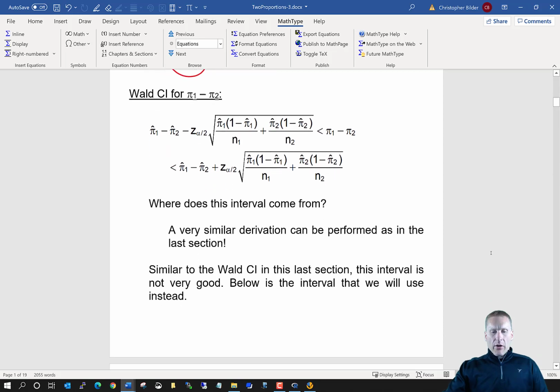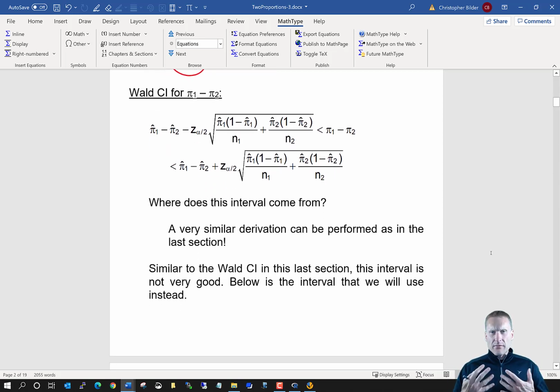Okay, so similar to what we saw for dealing with one population proportion, we can find a Wald confidence interval, here for the difference of these two population proportions. As we discussed for one population proportion, this thing called the Wald confidence interval doesn't necessarily work as well as other confidence intervals. So we are not going to use this confidence interval in this class. But I do want to point out its structure.